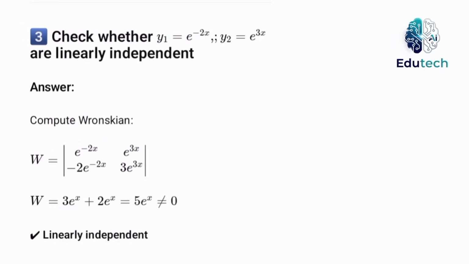Check whether y1 is equal to e raised to minus 2x, y2 is equal to e raised to 3x are linearly independent. First we can compute W is equal to modulus of e raised to minus 2x, minus 2 e raised to minus 2x, e raised to 3x, 3 e raised to 3x. W is equal to 3 e raised to x plus 2 e raised to x is equal to 5 e raised to x, which is not equal to 0. So it is linearly independent.